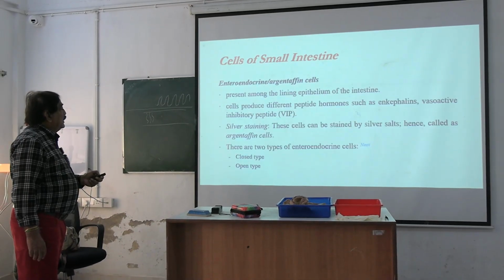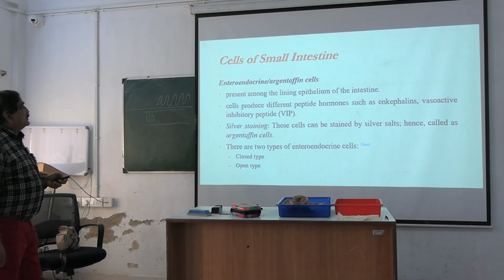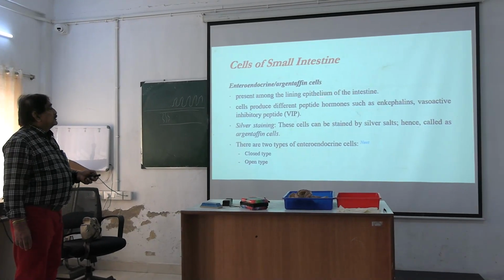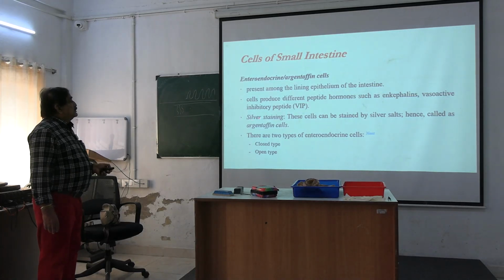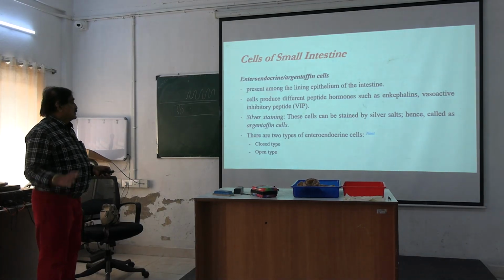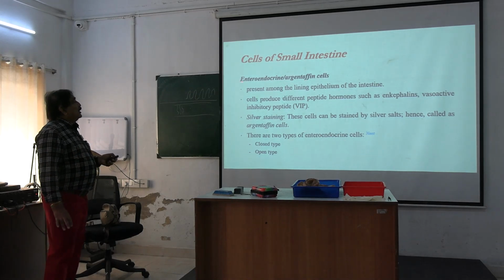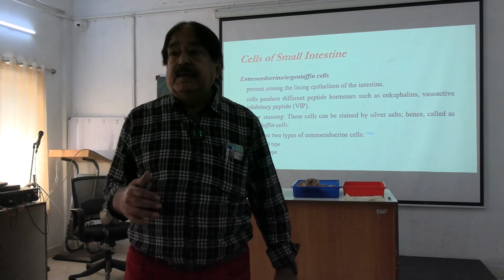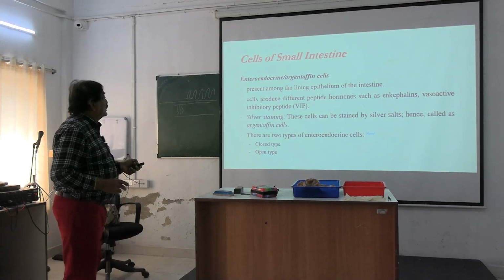Paneth cells. Enteroendocrine or argentaffin cells are present among the lining epithelium of the intestine. The cells produce different peptide hormones such as enkephalins and vasoactive inhibitory peptide. Silver staining: these cells can be stained by silver salt. This is a special stain. There are two types of enteroendocrine cells. Enteroendocrine cells have a big role. Please read further.